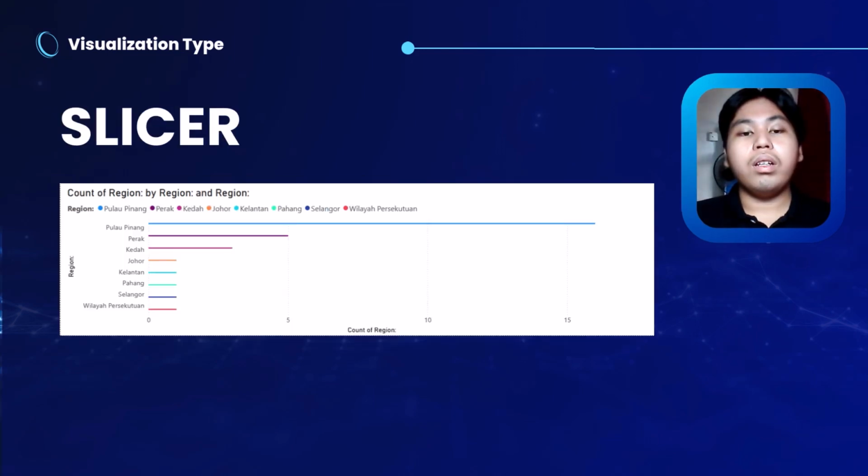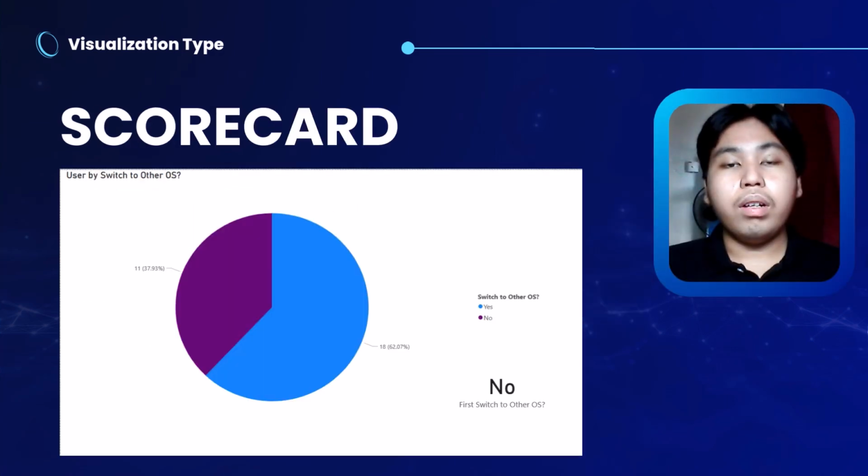Fourth, I will explain about the slicer. From the current region, we analyzed the count of region by region. As you can see, Pulau Pinang has the most people using the phone brand, followed by Perak, Kedah, Johor, Kelantan, Pahang, Selangor, and Wilayah Persekutuan. Fifth, I will explain about the scorecard.